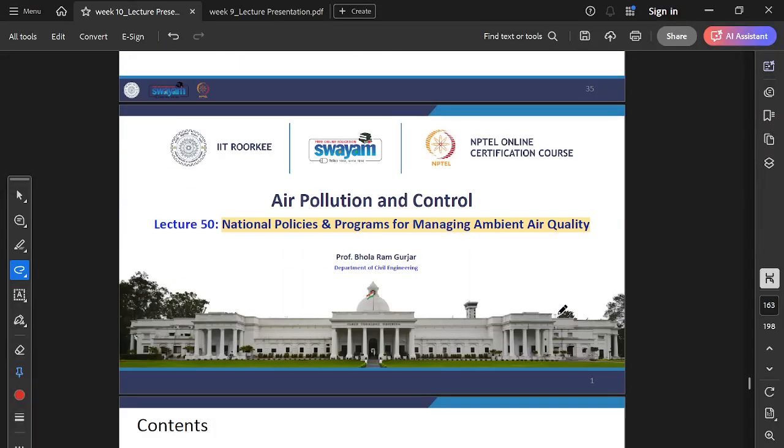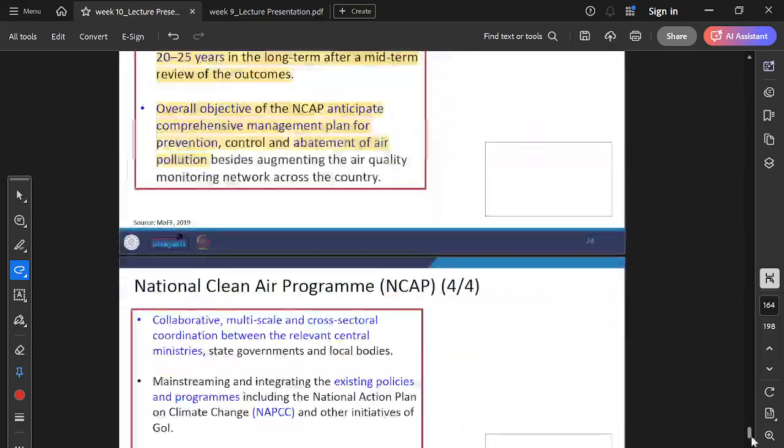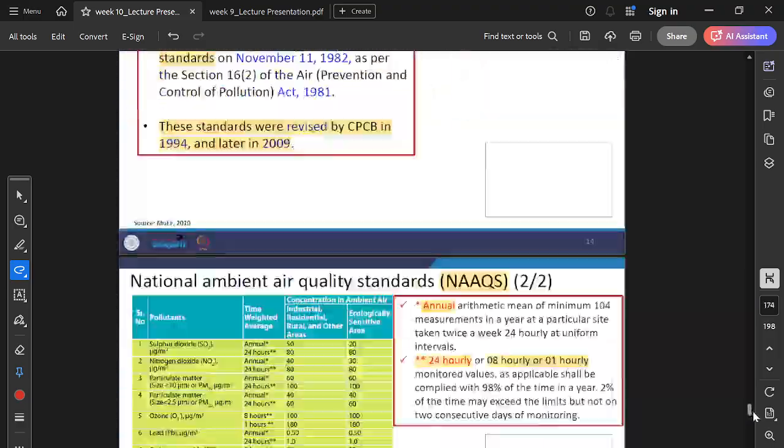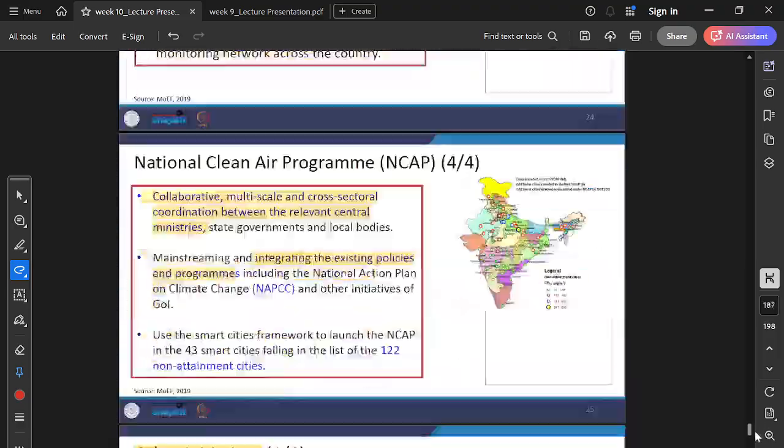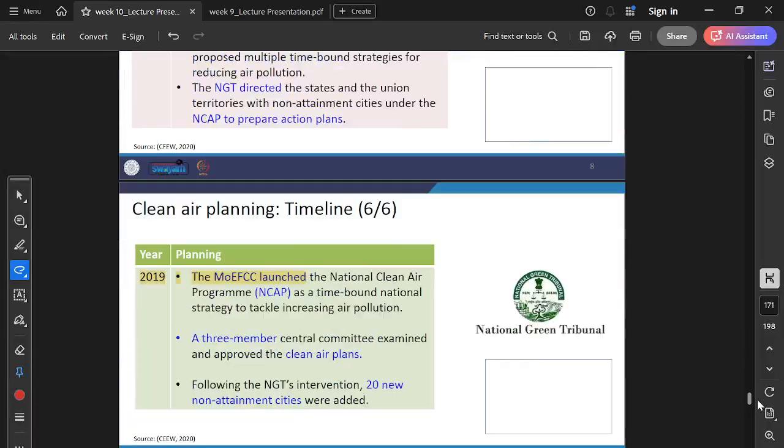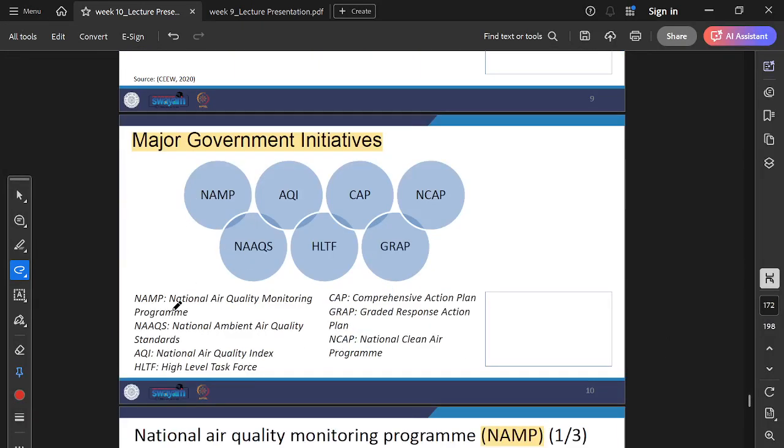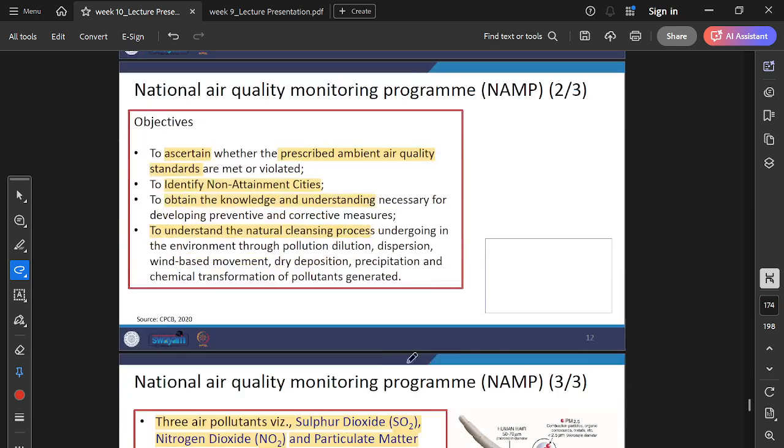And the policies, these are all the timelines for each policy. I will show once. So these are all the major policies like National Air Quality Monitoring Program, NOx standards, and AQI standards that we have already discussed about, the color codings to get the poor, very poor, and the medium level of air quality, and then high level task force, comprehensive action plan, and graded response action plan, National Clean Air Program. These are all the programs or the government initiatives related to air pollution.